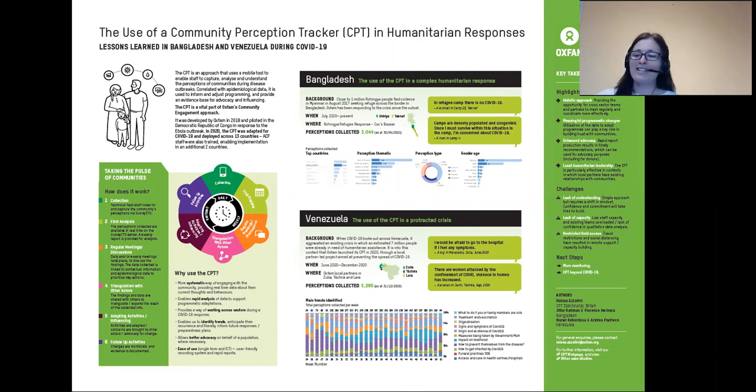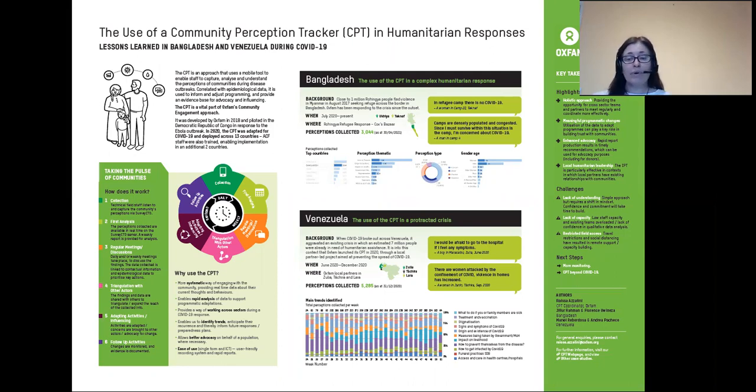In terms of challenges, COVID has provided plenty, particularly given the mobility restrictions. But some key learnings have been that although the CPT is a simple approach, it requires a significant change of mindset. We're not here to ask questions. We're here to listen to people, and we're here to use qualitative data on a regular basis. To build this confidence in our team, it will take time and resources.